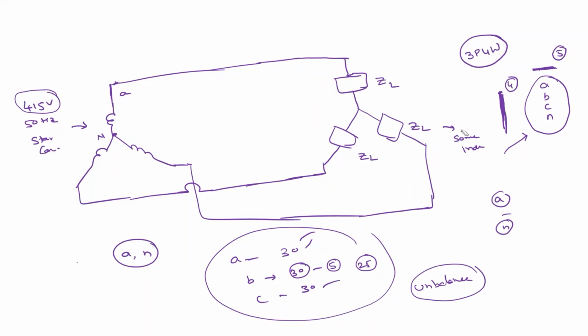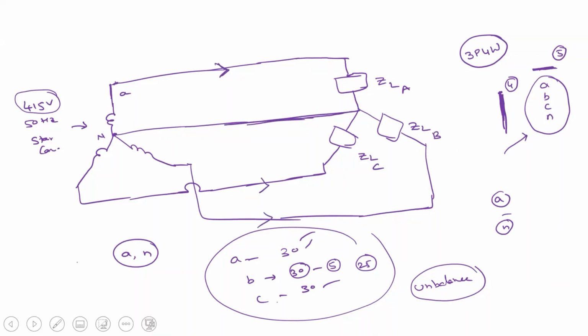So let us assume that we can represent an unbalanced load. Let us assume this is A, this is B, and this is C. Instead of all loads being the same, I assume that the A phase load is ZLA, the B phase is ZLB, and the C phase is ZLC, and the neutral is connected here. This current is flowing like this, and this current like this, and this like this. So this is the neutral point.